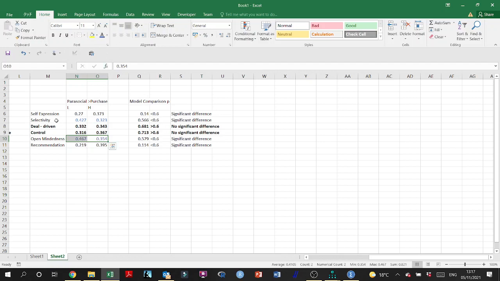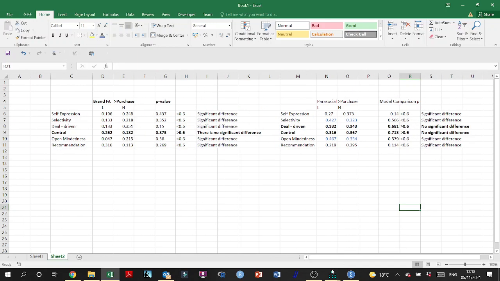As you can see here, high selectivity, high open-mindedness, you can see that the parasocial relationship doesn't really matter as much compared to the low on these two characteristics. So when you are high on selectivity and high on open-mindedness, the parasocial impact on purchase intention is lower compared to those that are low on these measures. However, recommendation, when you are high on recommendation, the impact of parasocial on purchase intention is higher.